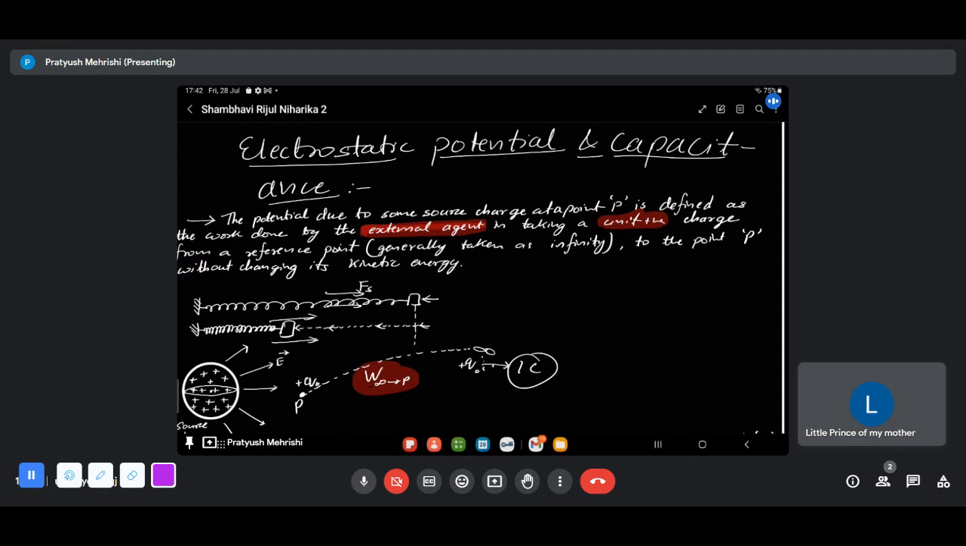So when I am bringing that charge from infinity to that particular point, what is happening? I need to do some work. Which kind of work? The charge which I am bringing is a positive test charge, and the electric field is in the opposite direction. Then what will happen? The electric field will oppose the bringing of that charge.